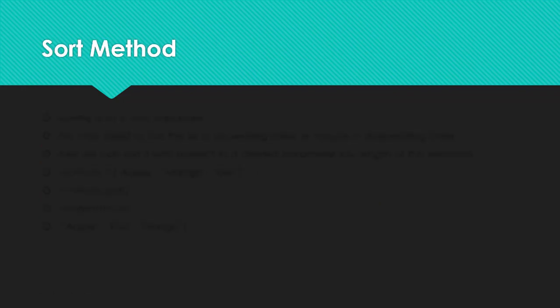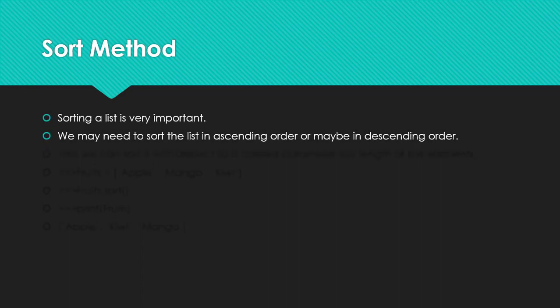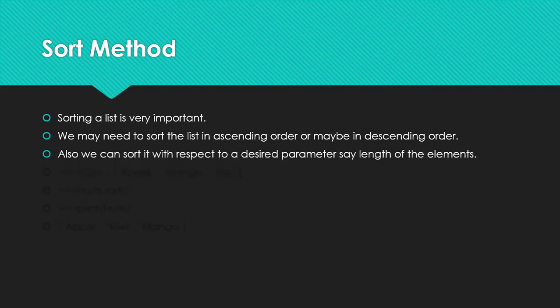The next is the sort method. Sorting a list is very important. We may need to sort the list in ascending order or maybe in descending order. Also, we can sort it with respect to a desired parameter. For example, if we need to sort our list with respect to the length of each element, then we can also do that using the sort method. Let us see an example.